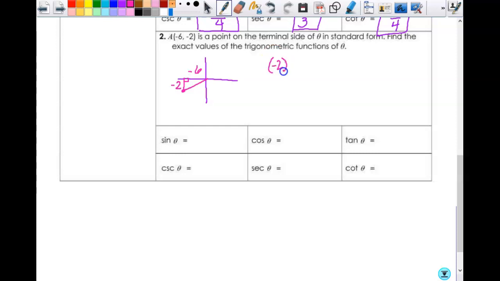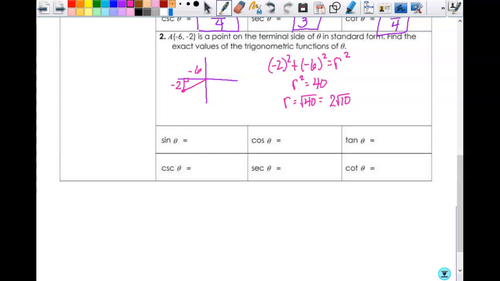This is negative 6. This is negative 2. So negative 2 squared plus negative 6 squared equals r squared. So that's 4 plus 36. So r squared equals 40. R is the square root of 40, which is 2 square root of 10.